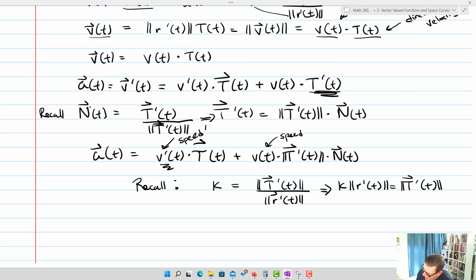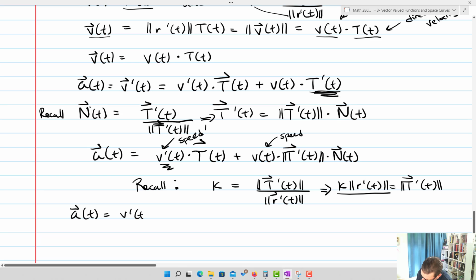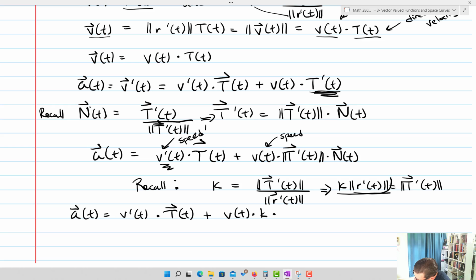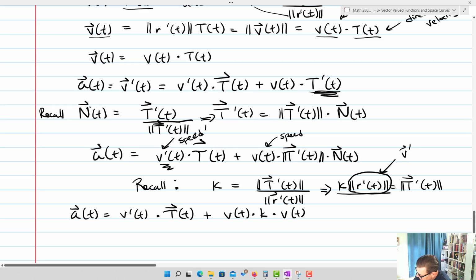Okay? And now what I can do is substitute this in as well. So I get now that a of t equals v prime of t, the speed, times the direction of the tangent vector, plus v of t times k times, and then the magnitude of r prime of t is v of t. Okay, that's what it is, right? We actually figured that out. This is v, the velocity vector magnitude. So that's simply just the speed again, times the normal vector, n of t.